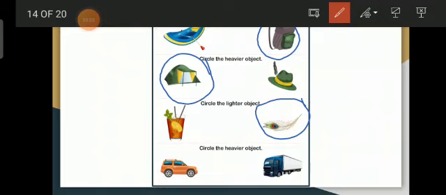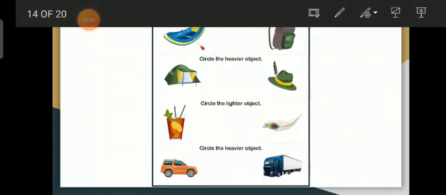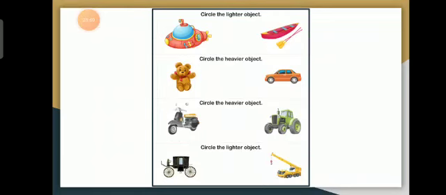Okay. Heavy duty truck and jeep. Which one is the heavier one? I have circled the heavier one. Okay, this is how you will circle the lighter and the heavy things. Let me erase my rough work now. These all slides are for your practice. When you practice all these slides, the page will be very easy for you. Okay, at the end we will solve the page from the learner's book.